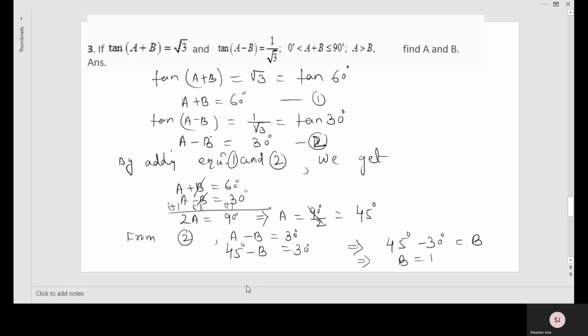Guys, b how much? 45 minus 30 is 15. So both are greater than 0 and their addition is also less than 90 degree. A is greater than B, that also we can identify. A is 45, B is 15 degree. So therefore A is 45, B is 15.